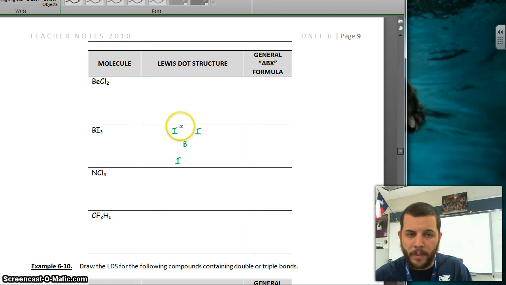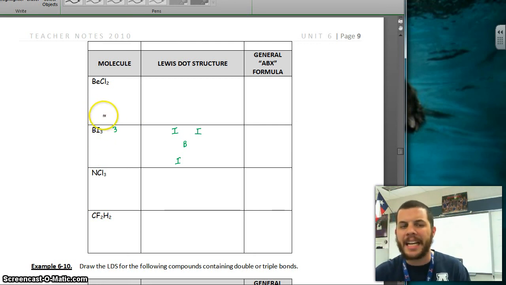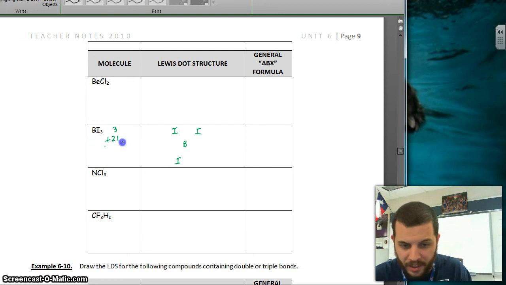Okay, and let's determine how many valence electrons we're bringing to the table. Boron's in group 13, so it's going to bring 3 electrons to the table. Iodine's in group 17, so each one is going to bring 7 electrons to the table. So that means 7 times 3 is 21, so I'm bringing 21 electrons with all of my iodines, giving me a total of 24 valence electrons.